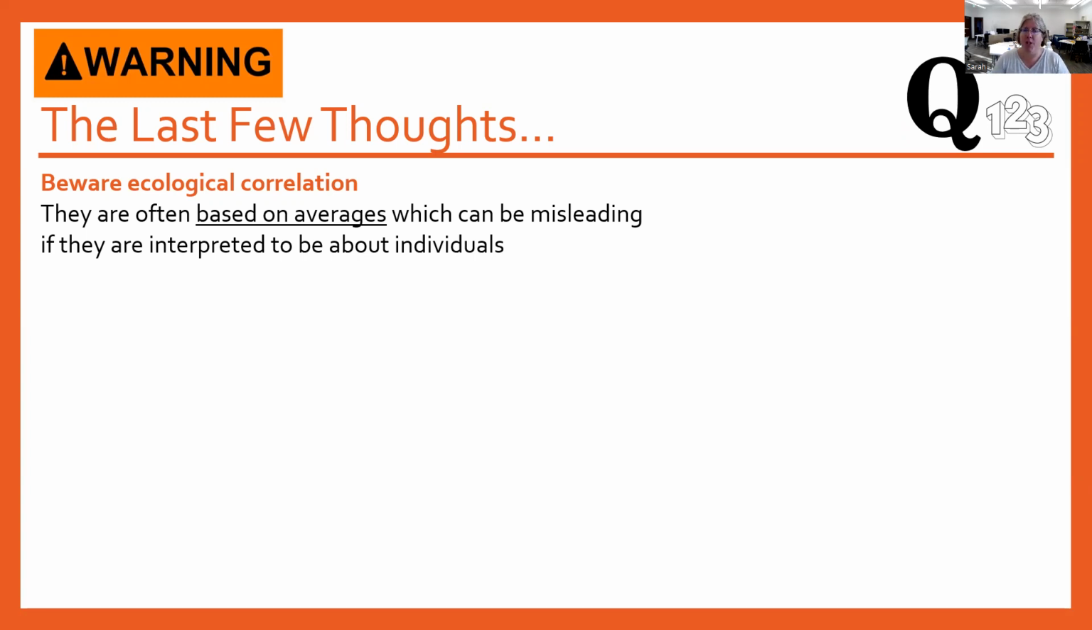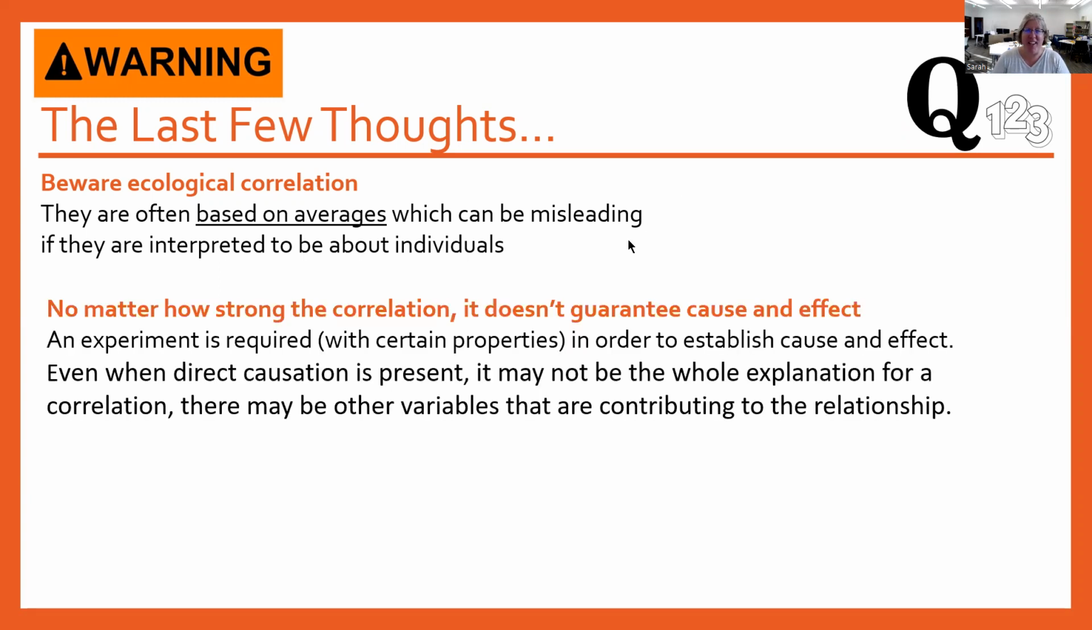So it's important to make sure you know what those numbers are really representing so that you're making a really informed decision based on a correct understanding of that data. As always, correlation does not equal causation. No matter how strong the correlation, it doesn't guarantee you that you're going to get cause and effect. To get cause and effect, you have to have an experiment and it has to have certain properties. And we're going to look at that in the next unit. So we'll find out exactly what that is soon.